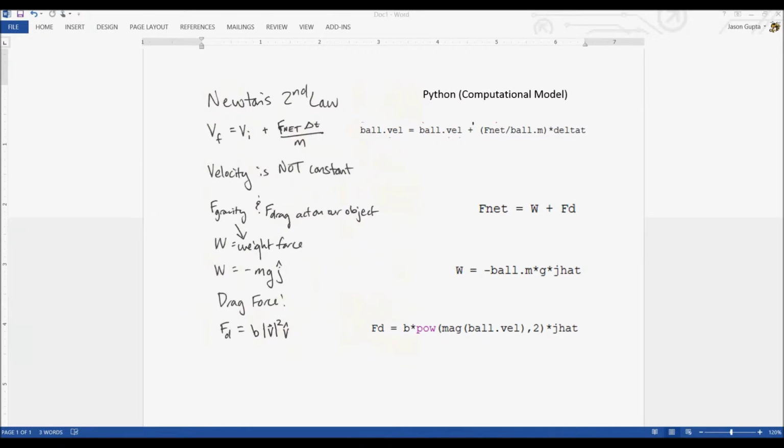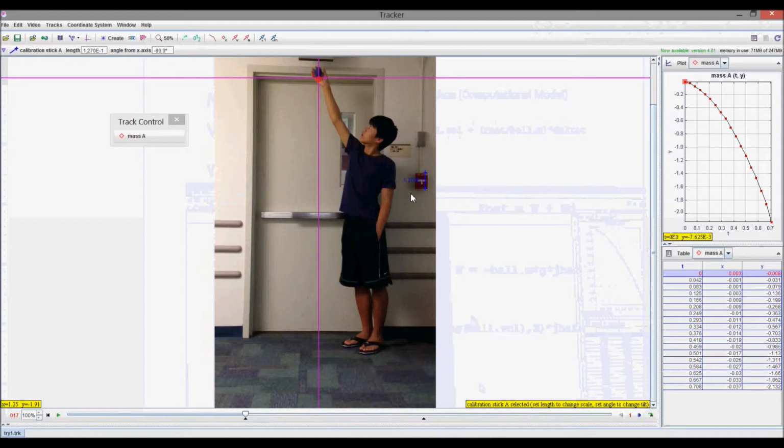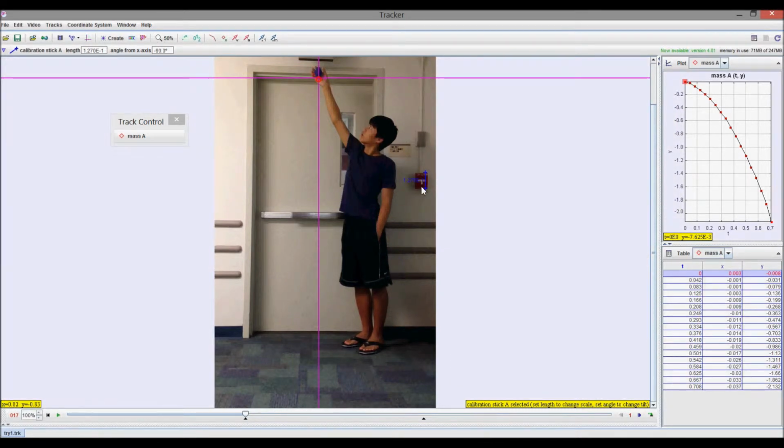Now let's look at our experiment. I use the height of the fire alarm to calibrate distances in Tracker, and I align the axes so that our object drops along the negative y-axis. Now let's play the video.